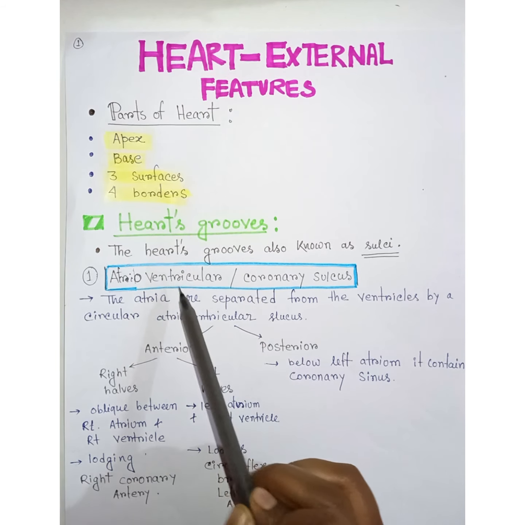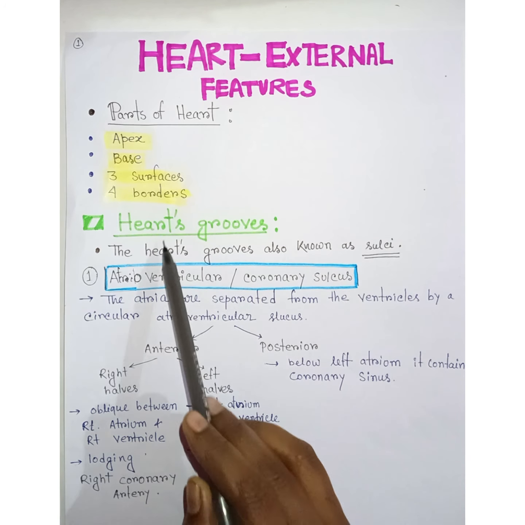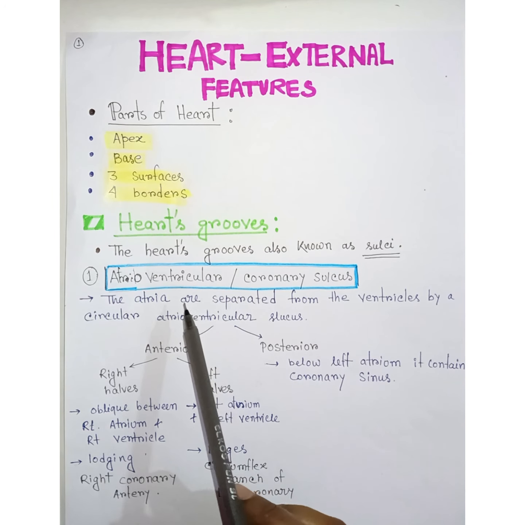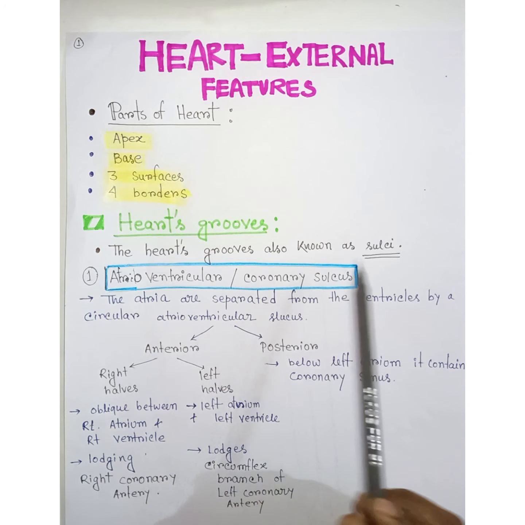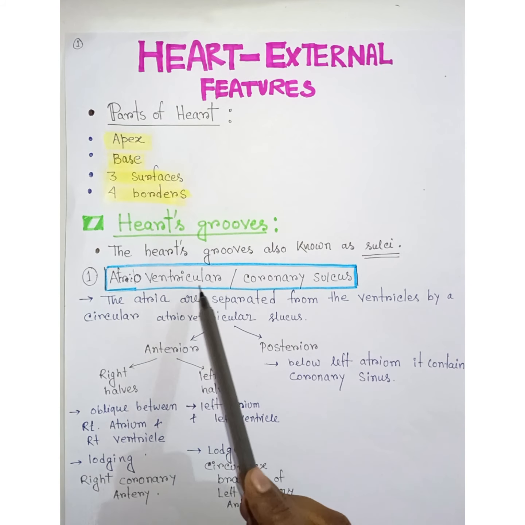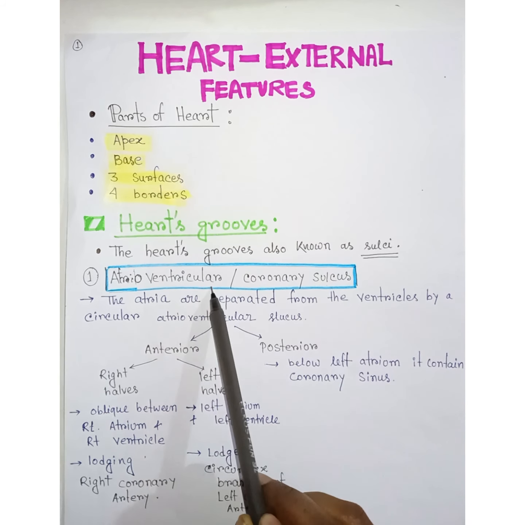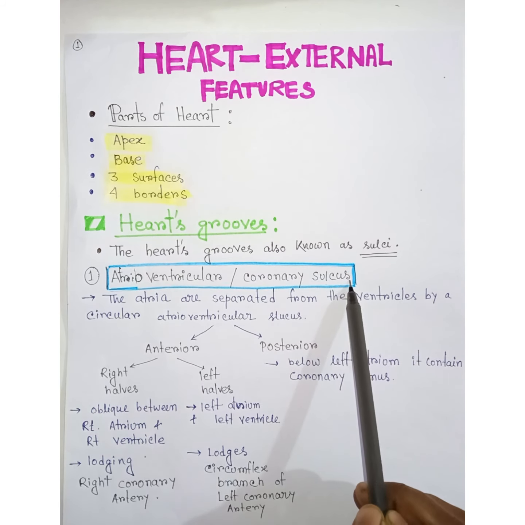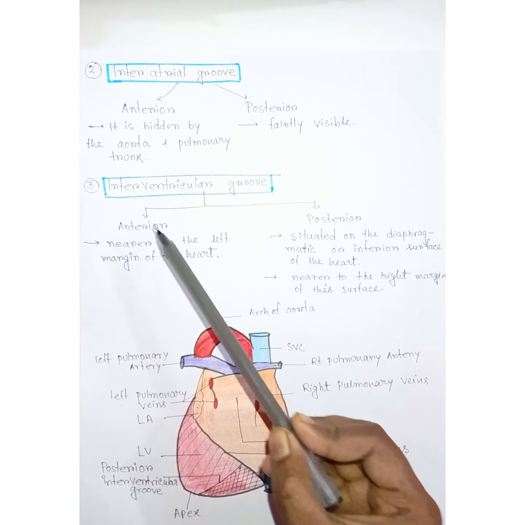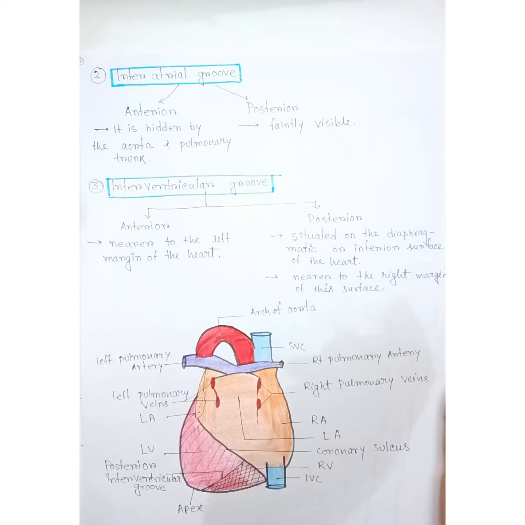Heart grooves, also known as sulci. There are three grooves. First one is the atrioventricular or coronary sulcus. The atrioventricular groove's other name is coronary sulcus. The others are the interatrial groove and the interventricular groove.